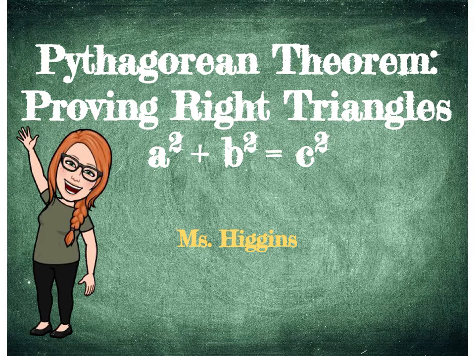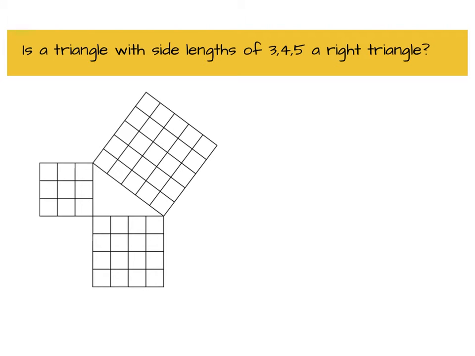This lesson is about Pythagorean theorem, proving right triangles. Let's look at our first example. The question asks, is a triangle with side lengths of 3, 4, and 5 a right triangle? The diagram that's here shows us side lengths with 3, 4, and 5. Let's see how we do that using a formula.